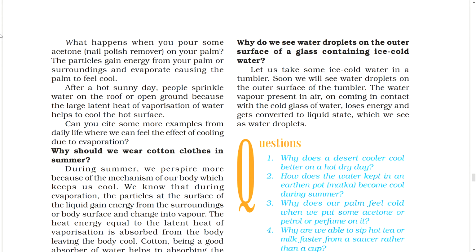Why do we see water droplets on the outer surface of a glass containing ice cold water? Let us take some ice cold water in a tumbler. Soon we will see water droplets on the outer surface of the tumbler. The water vapor present in air, on coming in contact with the cold glass of water, loses energy and gets converted to liquid state, which we see as water droplets.